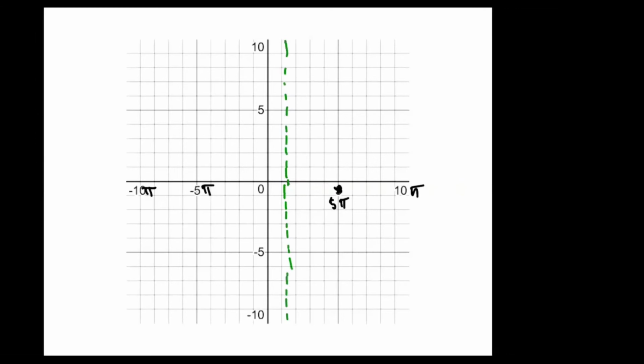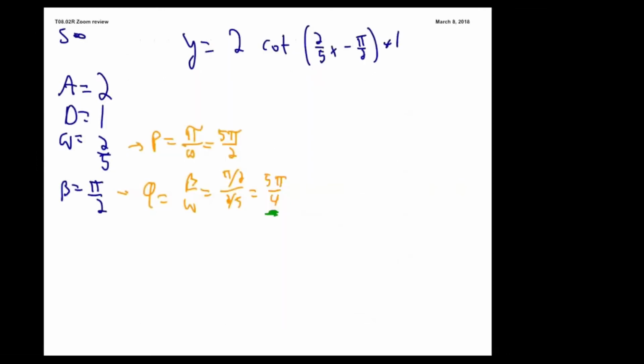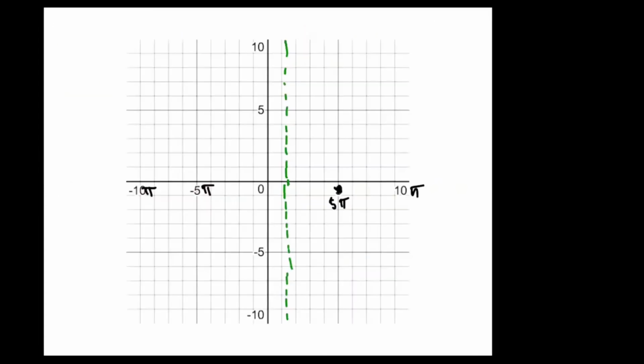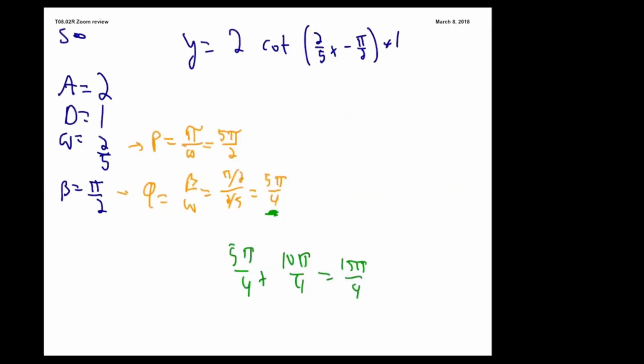Where's the next asymptote going to be? 5 pi over 2 later. Good. So we're going to be at 5 pi over 4 up here, plus 10 pi over 4. So I need 15/4 pi. That's 3 3/4, so our next one's going to be something like this. Why is it 10 pi over 4? Because it's shifted over by the phase shift, plus the period. It starts out here. That's the first one, and then the next one is 1 period later.